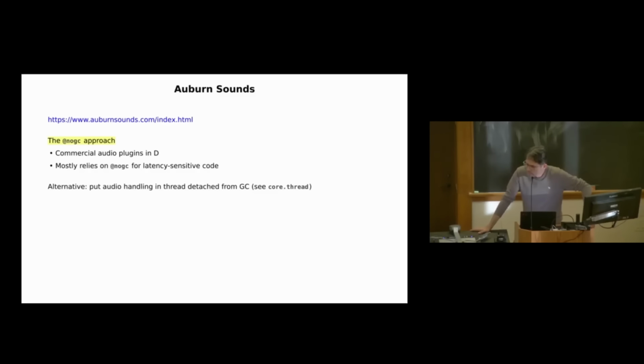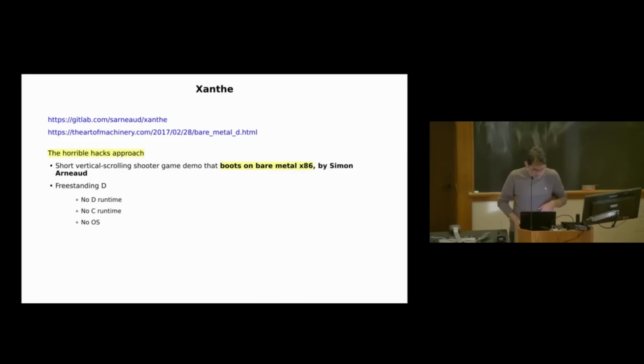Auburn Sounds is by one of the D community members. It uses the @nogc approach. It still uses the D runtime, but puts the @nogc attribute on functions, which disables the garbage collector. Because it's latency-sensitive code, Auburn's sound processing products cannot afford garbage collection glitches, those times lost there. So that's how it is used.